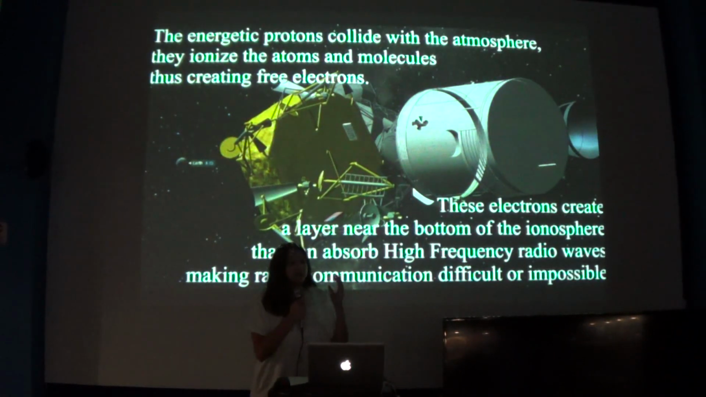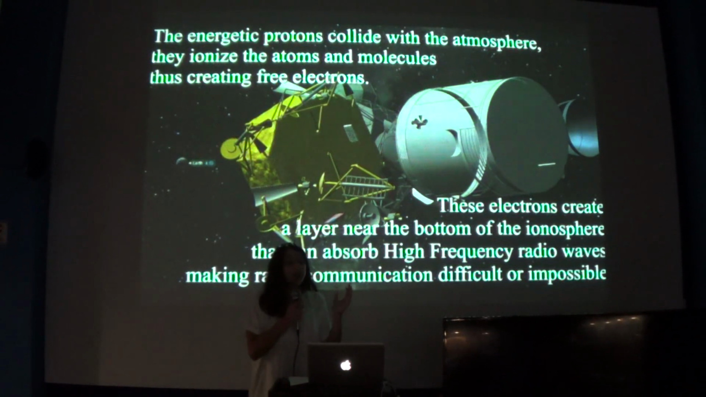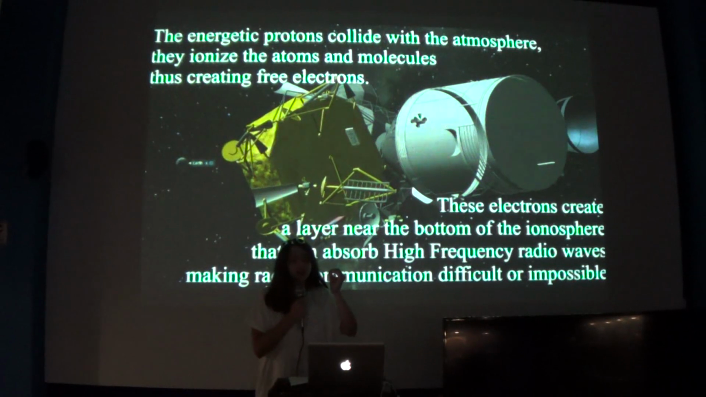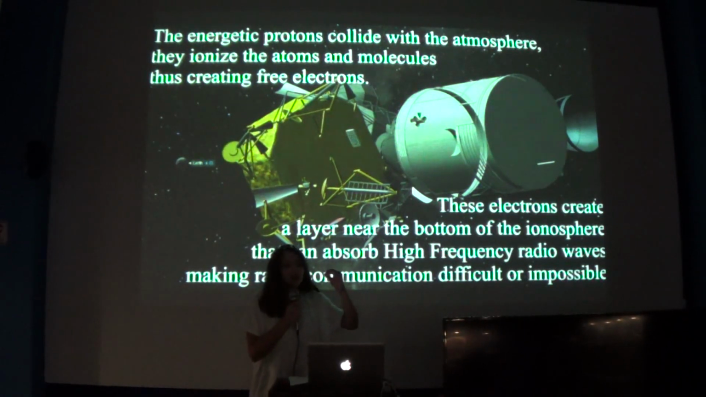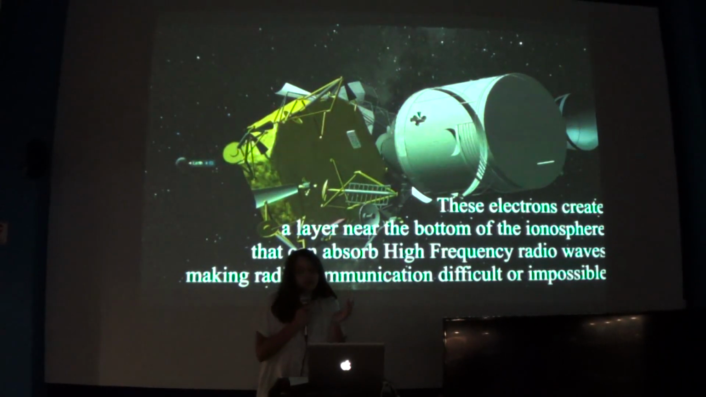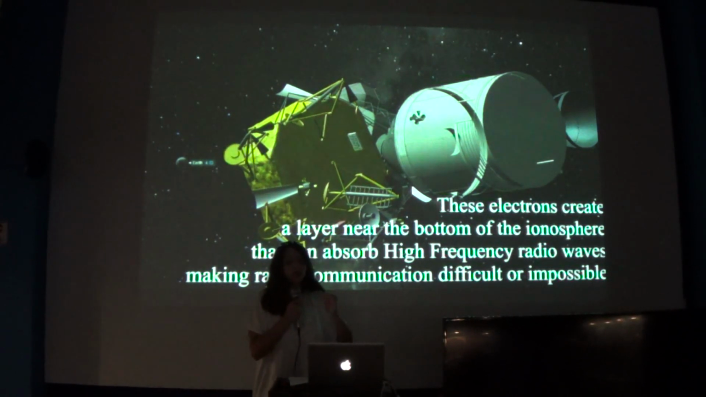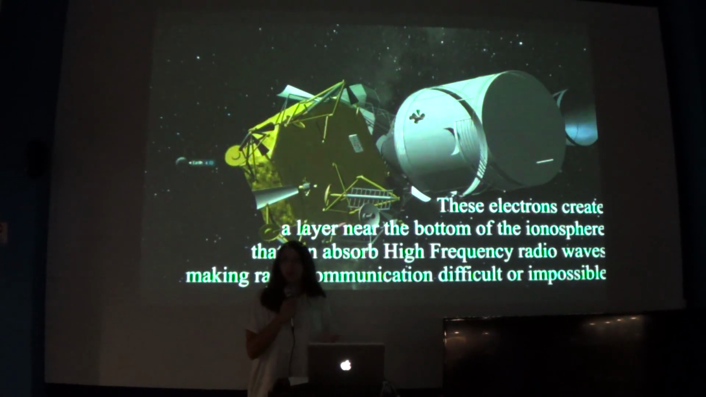The energetic protons collide with the atmosphere. They ionize the atoms and molecules, thus creating free electrons. These electrons create a layer near the bottom of the ionosphere that can absorb high-frequency radio waves, making radio communication difficult or impossible.